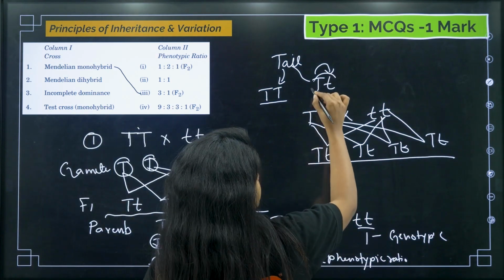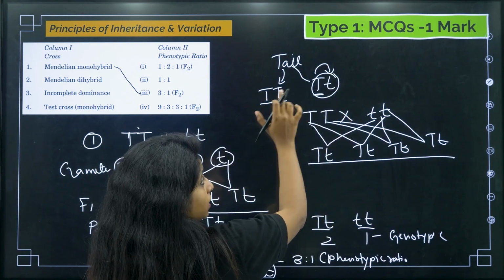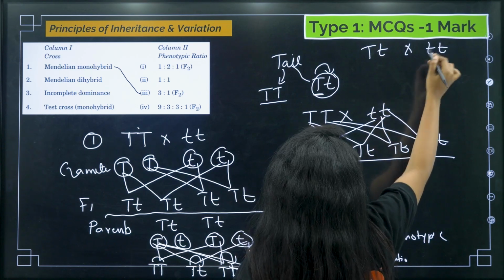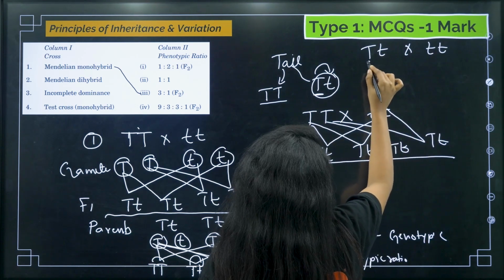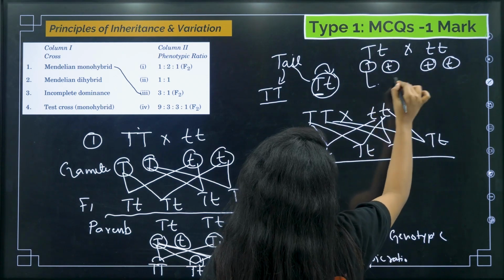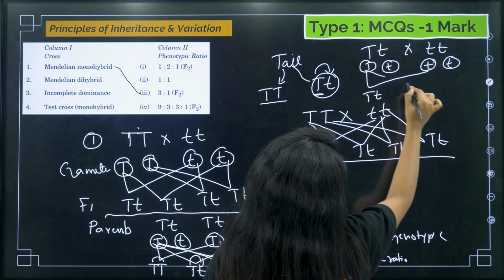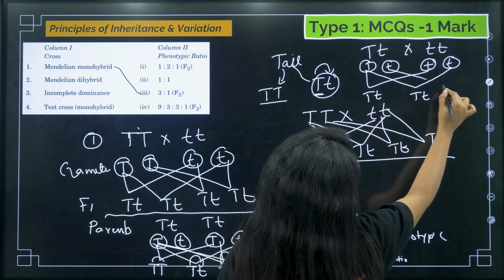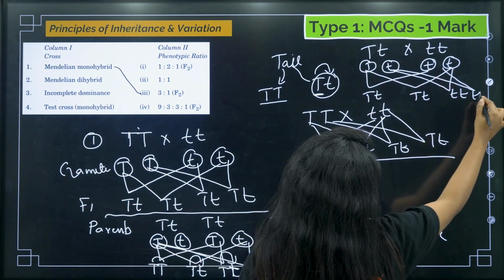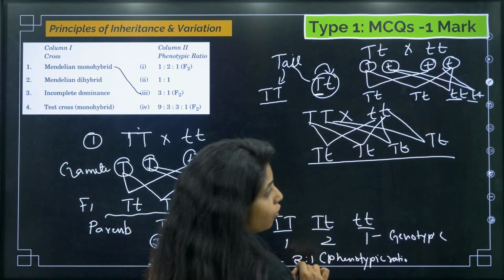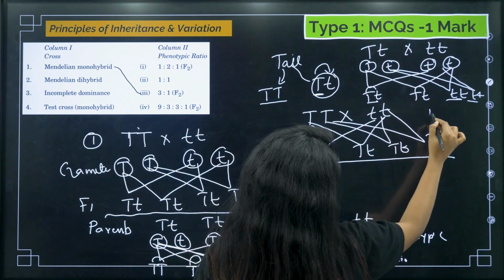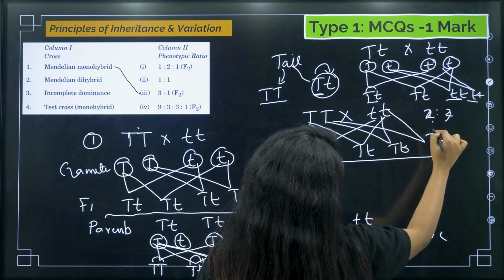But if the genotype was not like this but is like this, then things are quite different. When I fuse capital T small t with small t small t, I get capital T small t, capital T small t, small t small t, small t small t. So 2 of them are dwarf because of the recessive condition, and 2 of them are tall. So 2:2; if I cancel it out, 1:1.